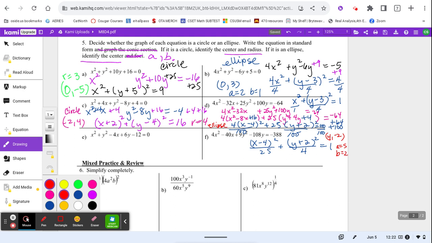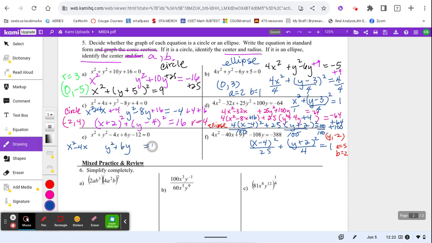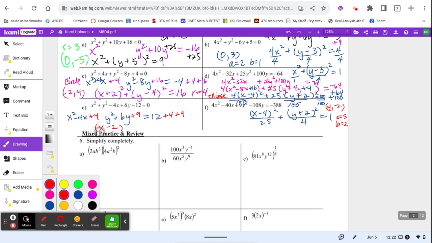That one kind of took some space into the next box, so we'll see how we can be creative here with space. X squared minus 4x, then leave space. Y squared plus 6y. Let's bump that 12 over. Half of 4 is 2, 2 squared is 4. Half of 6 is 3, 3 squared is 9. I'm left with x minus 2 squared, y plus 3 squared. And so this looks like a nice circle with center of 2, negative 3, and radius 5. Yay!